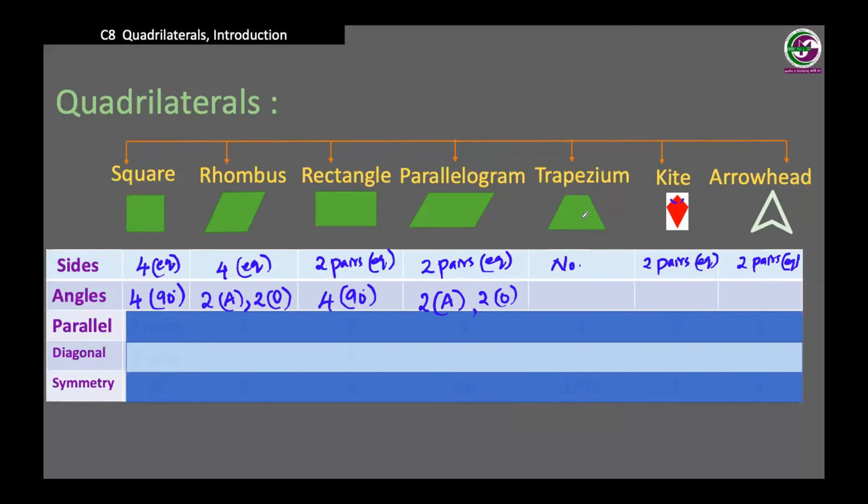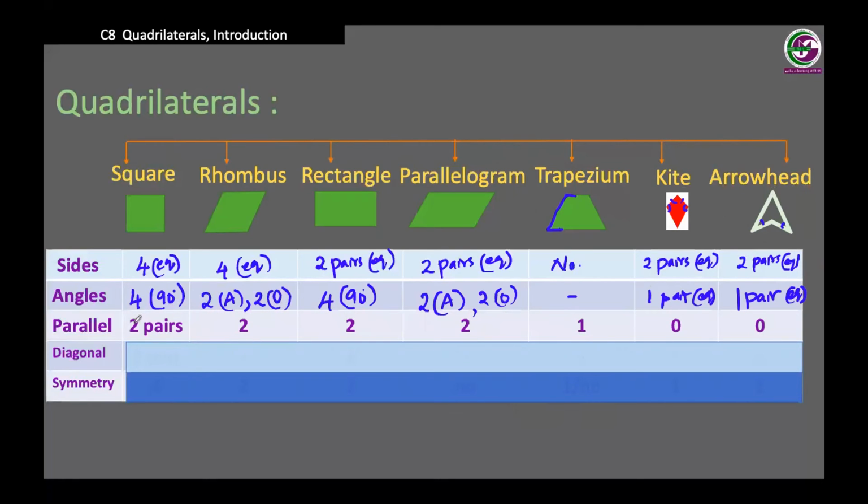Trapezium, we can't say anything about whether the angles are equal or not, but we can say that there exist same side interior angles. When you add these two angles, it will be 180 degrees. But regarding equality, we can't say anything about it. Here in a kite, one pair is equal, whereas the other one, this is obtuse and this is acute. So one pair of equal angles. In the arrowhead as well, these two tail angles are equal, but one reflex and one acute. So one pair of equal angles in an arrowhead as well.